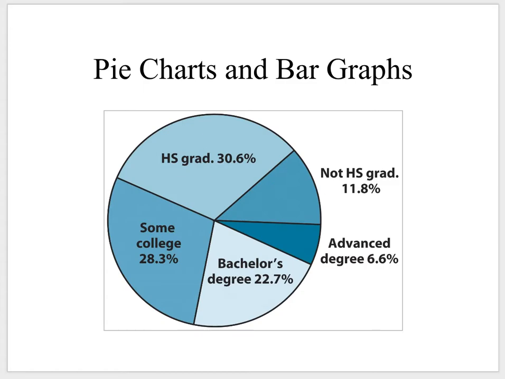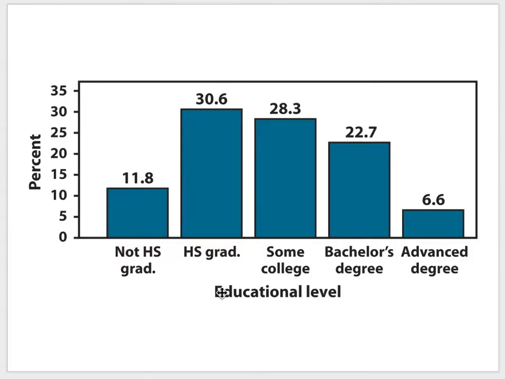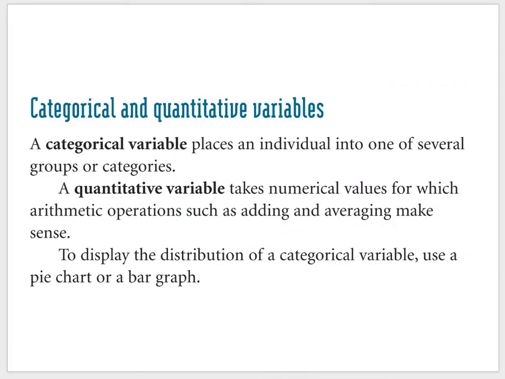The other way that you can show this same type of data is with a bar chart. And again, the heights of the bars tell you how each of the categories are related to one another. So those are two very good ways to show how data is distributed amongst categories.